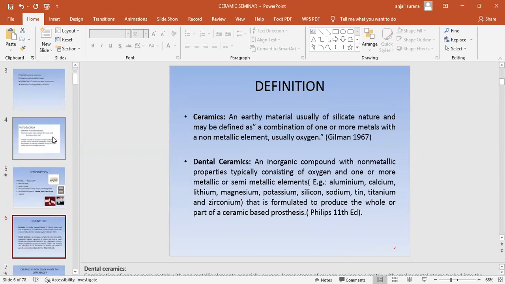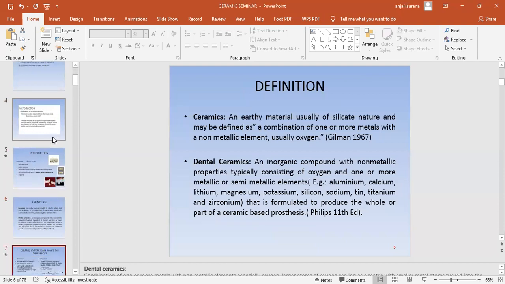So ceramic, an earthy material, usually of silicate nature, may be defined as a combination of one or more metals with a non-metallic element, usually oxygen. Dental ceramic, an inorganic compound with non-metallic properties, typically consisting of oxygen and one or more metallic or semi-metallic elements like aluminum, calcium, lithium, magnesium, potassium, silicon, sodium, tin, titanium, and zirconium, that is formulated to produce the whole or a part of ceramic-based processes.